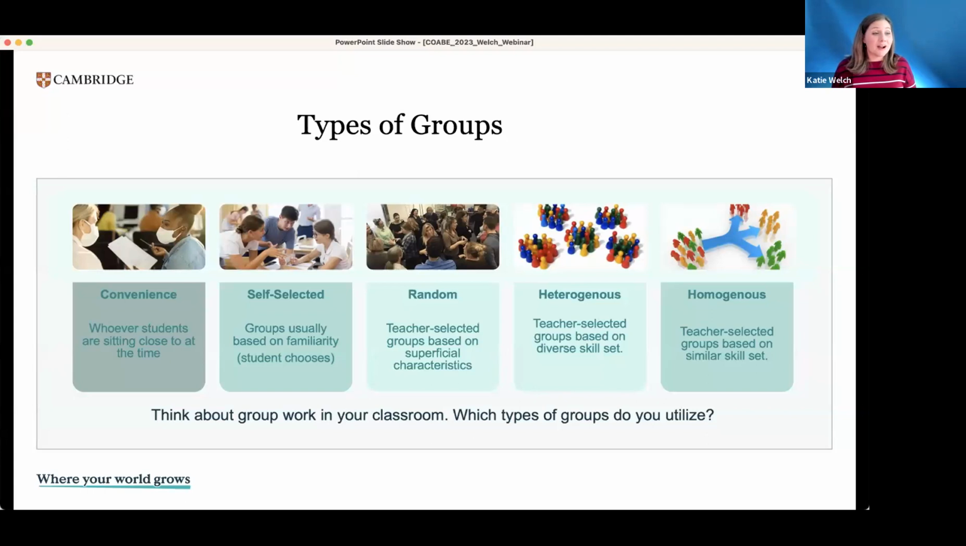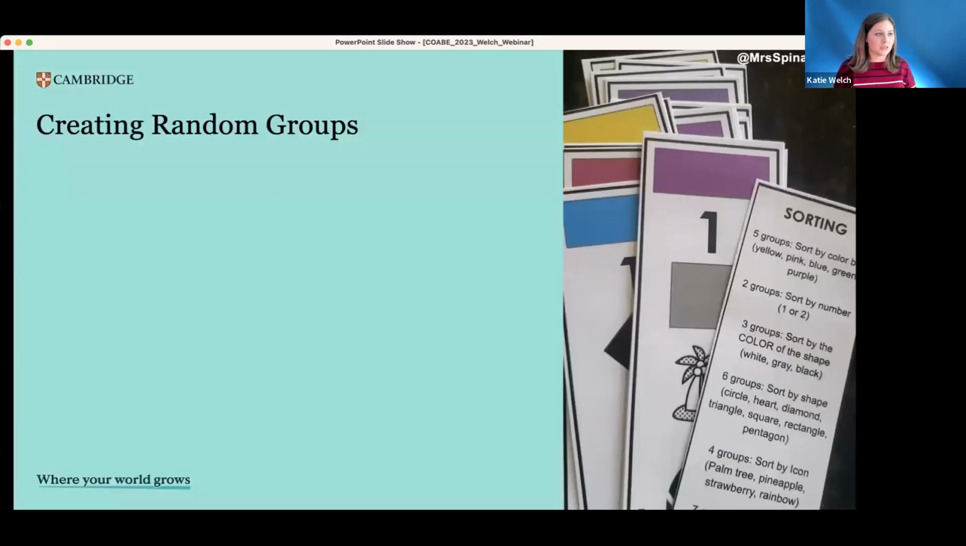However, there are other ways to group as well, and I think this is the part that we want to talk more about. That third one, random groups, is when the teacher is selecting the group, but not strategically. They're not thinking, I really want this person and that person to work together because they're on a similar level. They're just saying, I'm going to randomly cluster people together based on some sort of superficial thing.